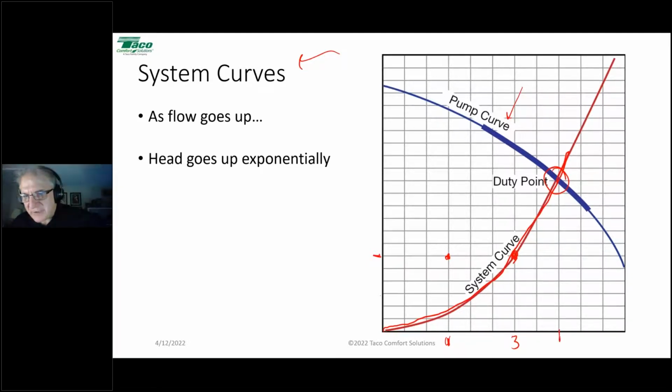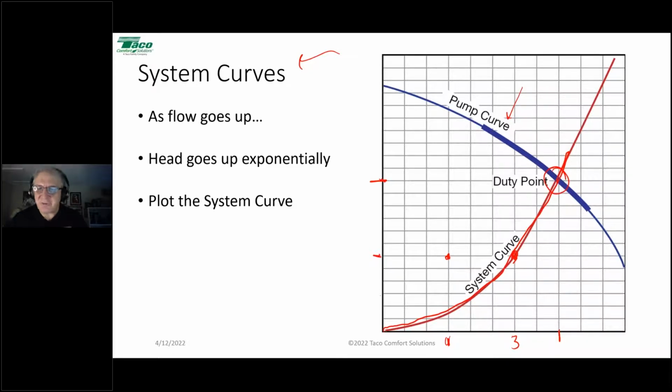Whatever that flow rate might be, at whatever head pressure differential it might be, based upon that intersection point, the system must work where the system curve intersects the pump curve. It has to. Now, once you know your requirements, that 3 gallons a minute at 6 feet of head, we can plot the system curve using a math formula.